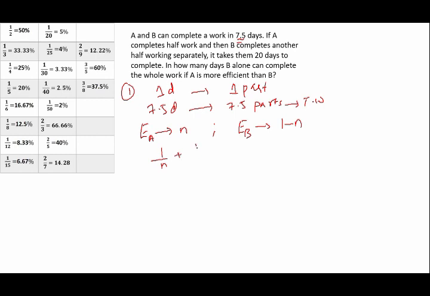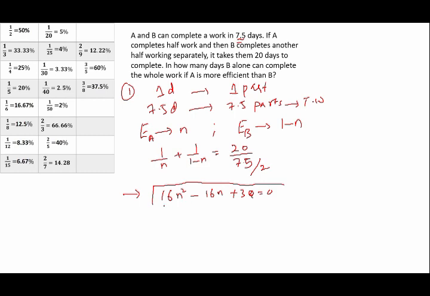Let's try to solve it. 1 by n plus 1 upon 1 minus n is equal to, they are taking 20 days and working half, so 20 days by their total work upon 2. The 2 is because they are working half and half. Now if you solve this, you will get a quadratic equation, which will look something like this: 16n square minus 16n plus 3 equal to 0. Doesn't this look beautiful to you?